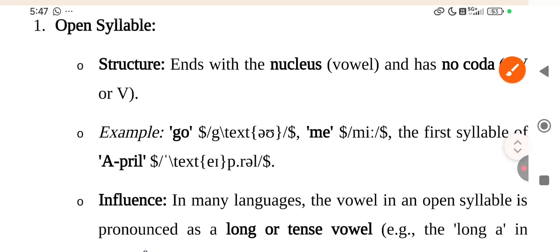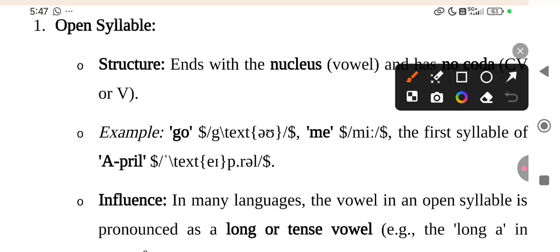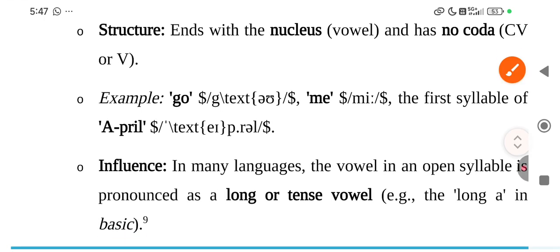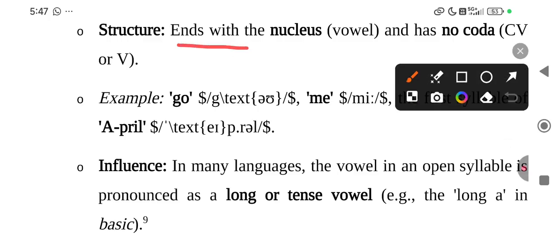The first type of syllable is the open syllable. If we talk about structure, an open syllable ends with a nucleus, or vowel. The vowel is the nucleus, the core part of a syllable.